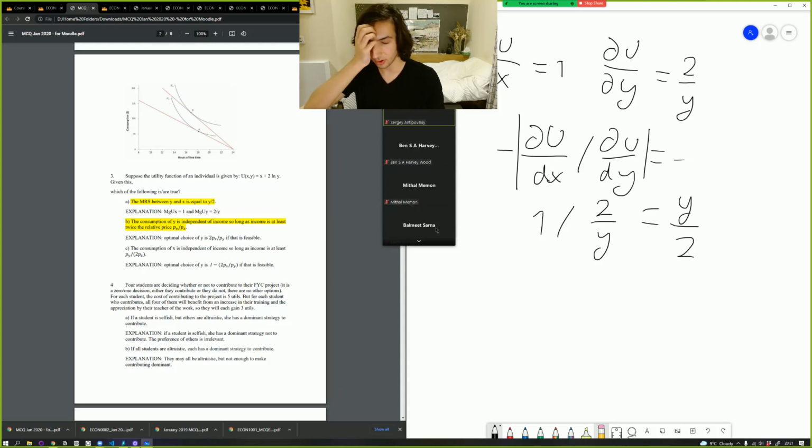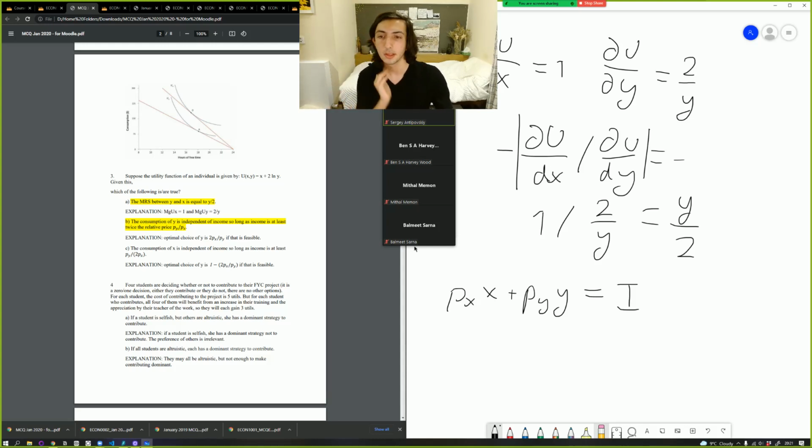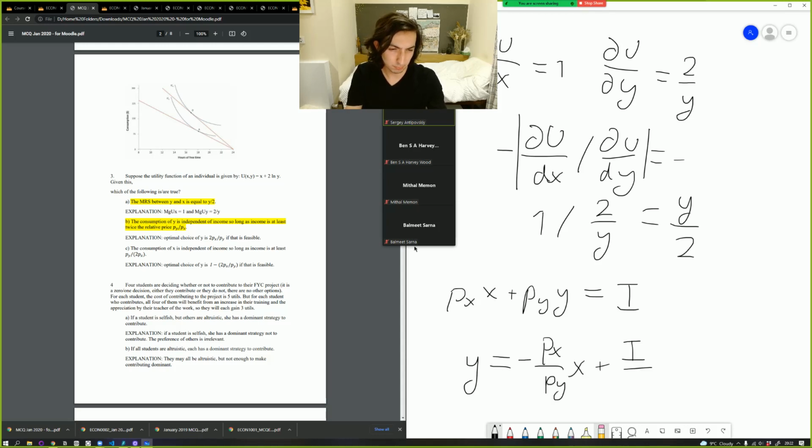Okay, so let's form a budget constraint. So px x plus py y is equal to income, which I'm just going to represent as big I. Hold on, let me think about this. So the MRS is y over 2, and we're going to match that. I'm just going to rearrange it for a y equals mx plus c setup. So you'll get minus px over py x plus I over py. I think that's correct.